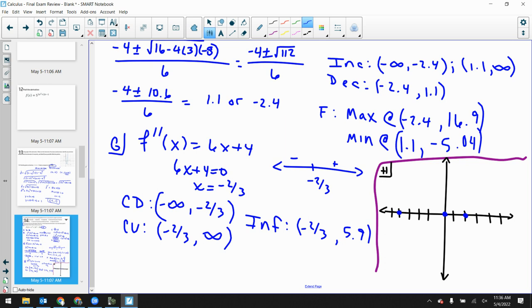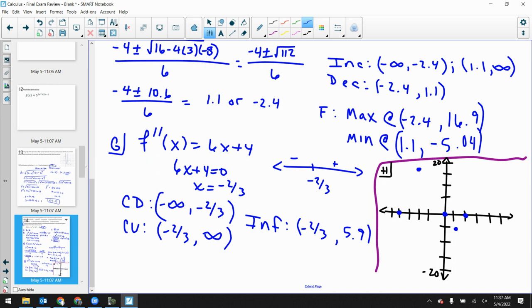We also know that there are maximum and minimum points. My maximum point is negative 2.4 comma 16.9. So I've got to go by 5s: 5, 10, 15, 20, and negative 5, 10, 15, 20. That means my maximum value is at negative 2.4 comma 16.9, somewhere around up there. And the minimum is 1.1 comma negative 5.04.